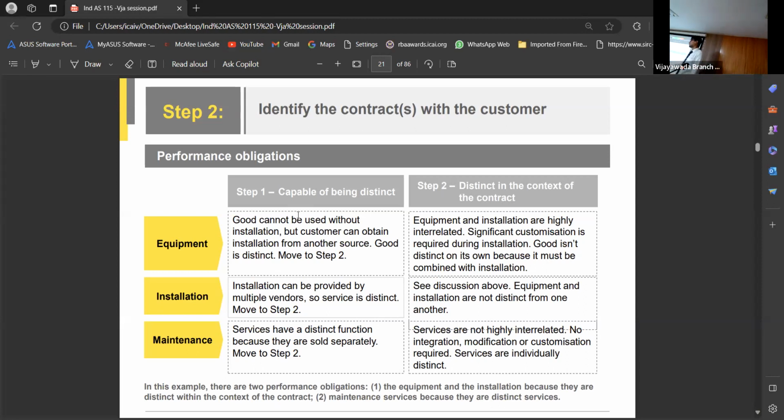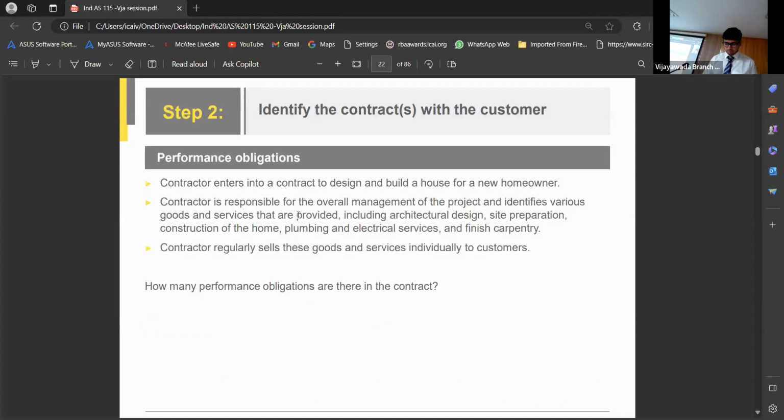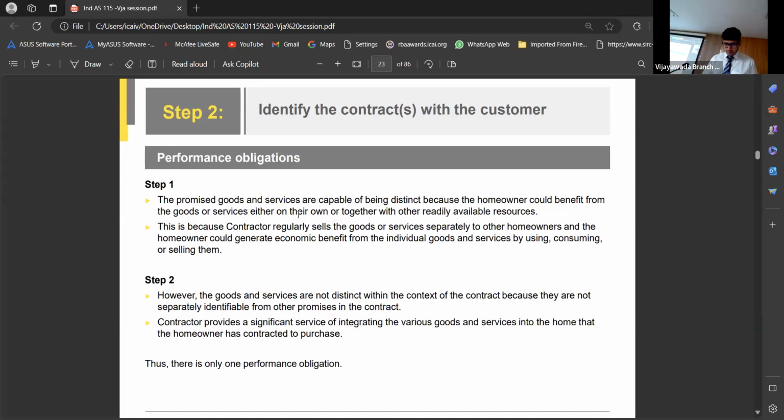But then if there is the highly customized software example. If I know what I am building, I only know what hardware configuration is required. He will not be able to... no other person can come and do that work. So that is the case. Maintenance is not usually highly interrelated, but you will have a series of distinct different activities. So this example also we discussed.